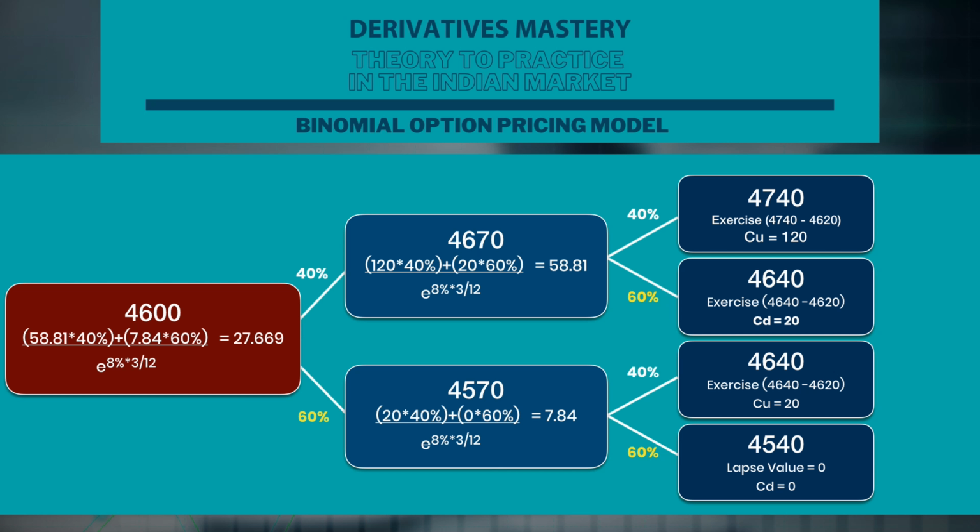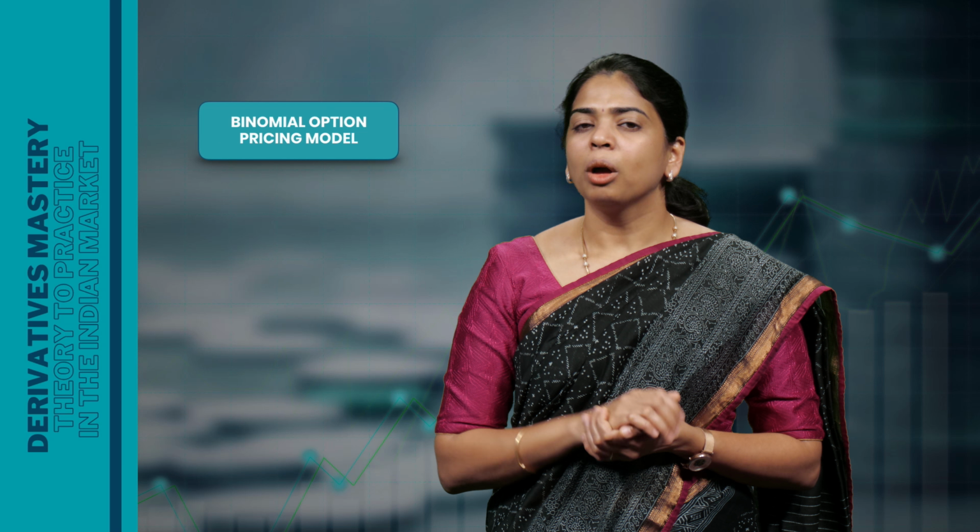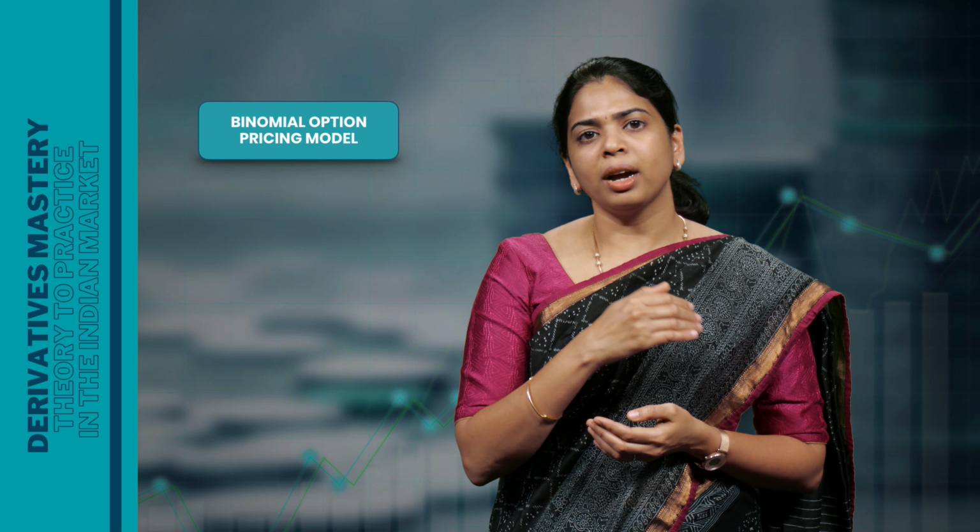Now let us find the weighted average and discount the values back to the present level. So here 58.81 into 40% plus 7.84 into 60%, divided by e to the power 8% into 3 by 12, gives us 27.669. So this shows how we use the binomial method to calculate the option's value by working backward from the final payoff step by step.